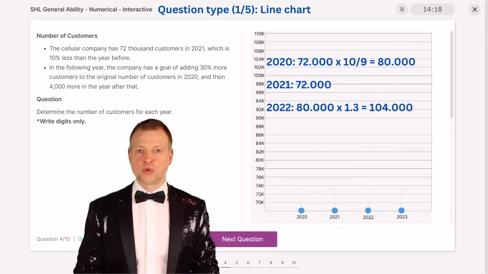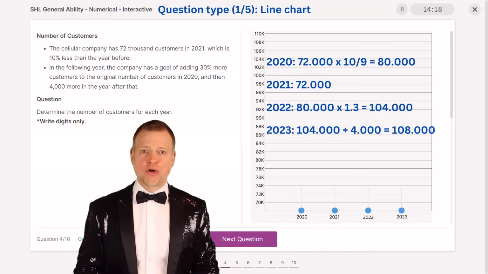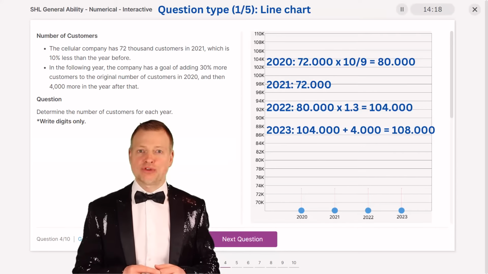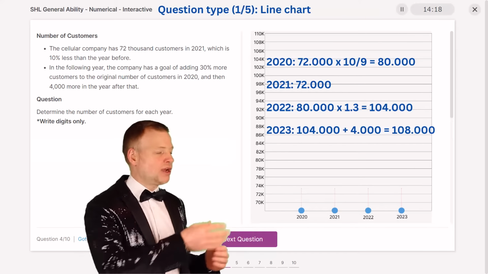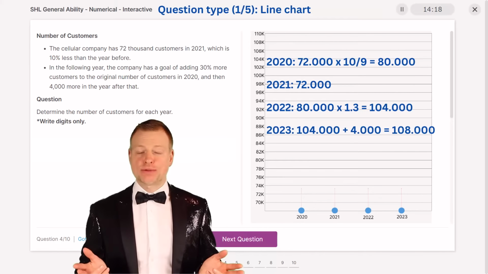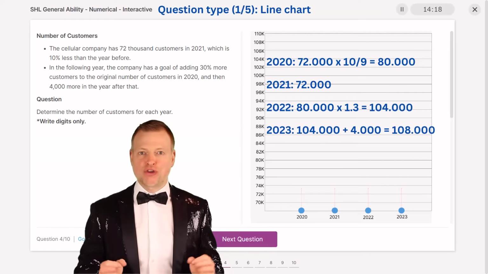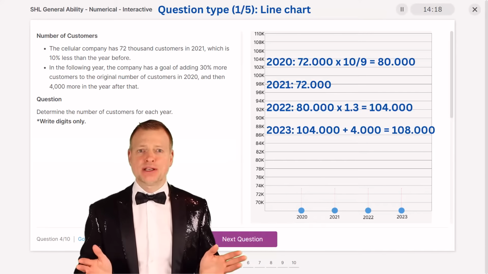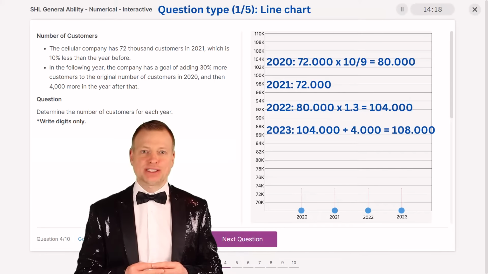In 2022, there were 30% more customers than in 2020, hence 104,000 customers. And in 2023, additional 4,000 customers were gained, so in total 108,000 customers. In the actual test, you then have to drag and drop these blue dots into their correct positions. I found almost all line chart questions that I have seen rather easy, so I would not worry about them too much. Typically, you need to apply rather simple arithmetics and percentage calculations without many traps.